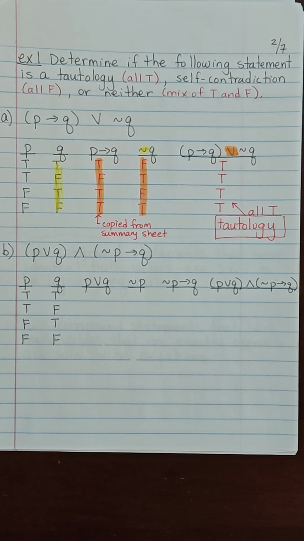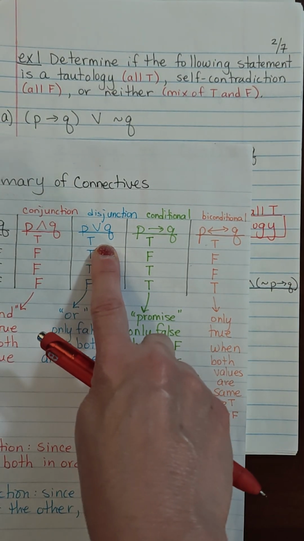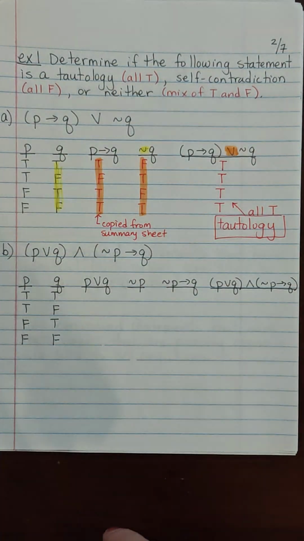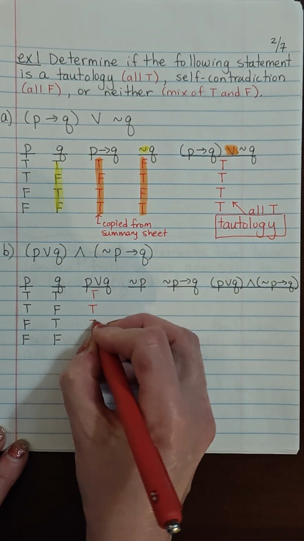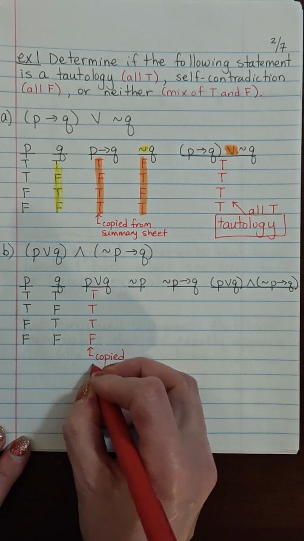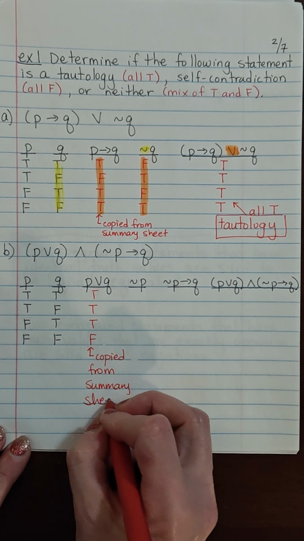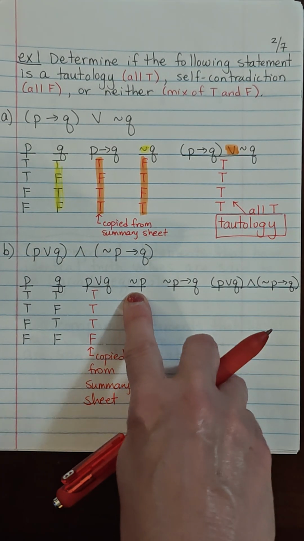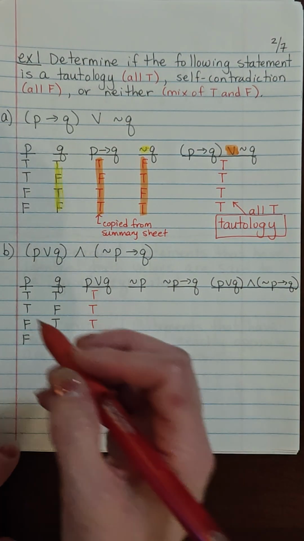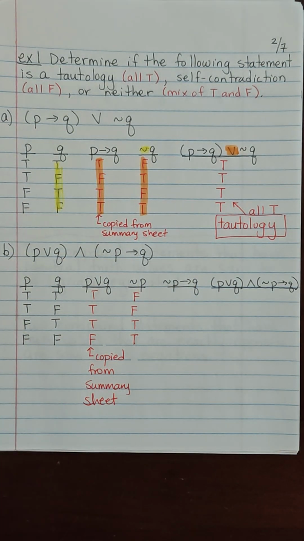Okay. Let's get out our summary of connectives sheet. This is just your standard issue disjunction, just your plain old P or Q. So I can just copy that down. True, true, true, false. So true, true, true, false. Again, copied from that summary sheet. Not P is just the negation of P. So that's instead of true, true, false, false, that's false, false, true, true.